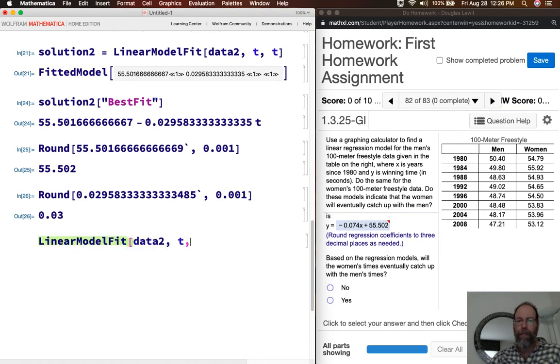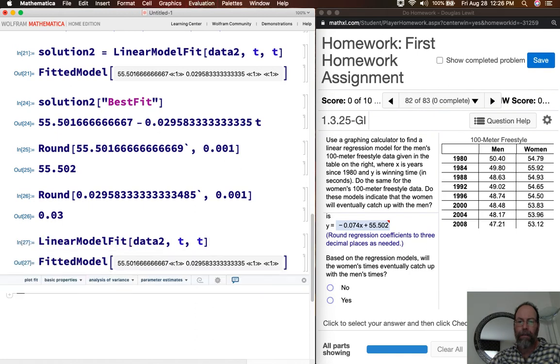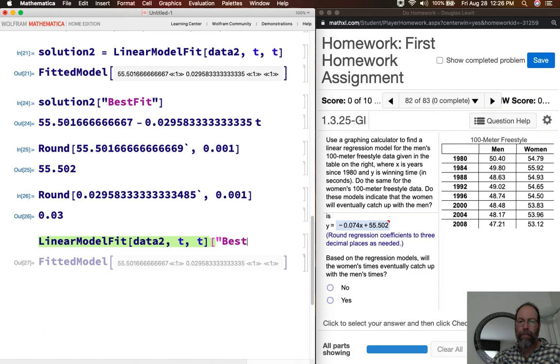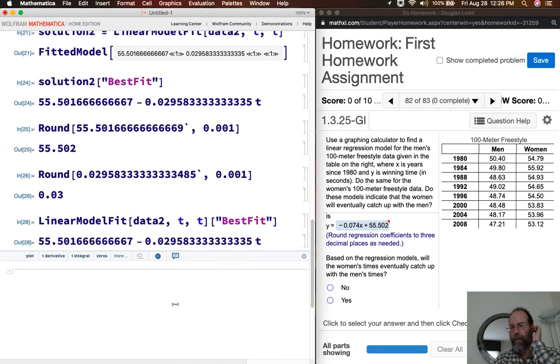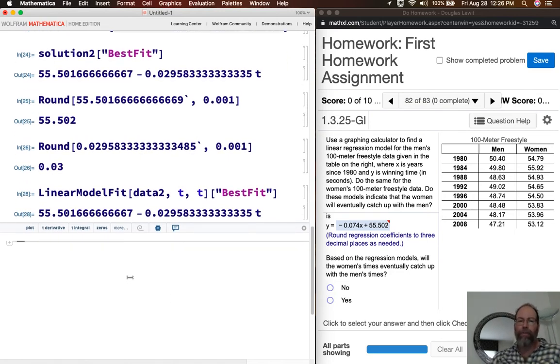Data to TT and best fit. Yeah, that's really interesting. So there's a discrepancy there between Pearson's answer and Mathematica's answer. Let me see if we can figure that out a different way.